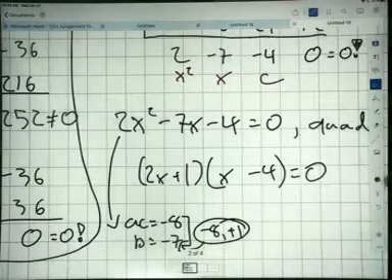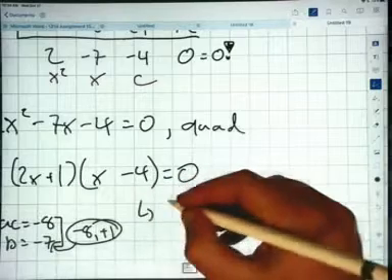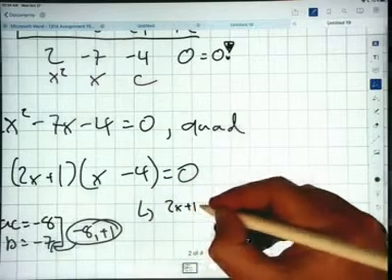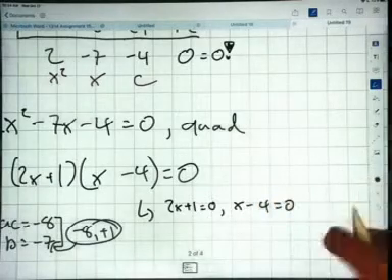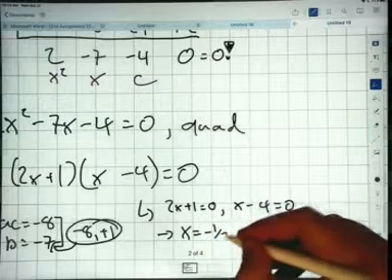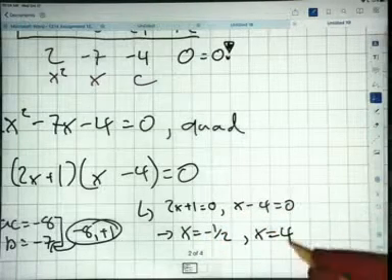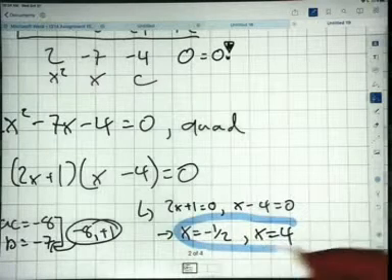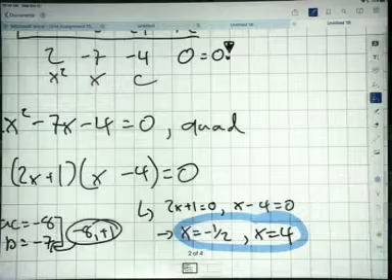So there's the factored form of this quadratic function, which then means we have 2x plus 1 is equal to 0, and we have x minus 4 is equal to 0, which then means that we have x is equal to negative 1/2, and x is equal to 4. And that, ladies and gentlemen, are our two remaining zeros.